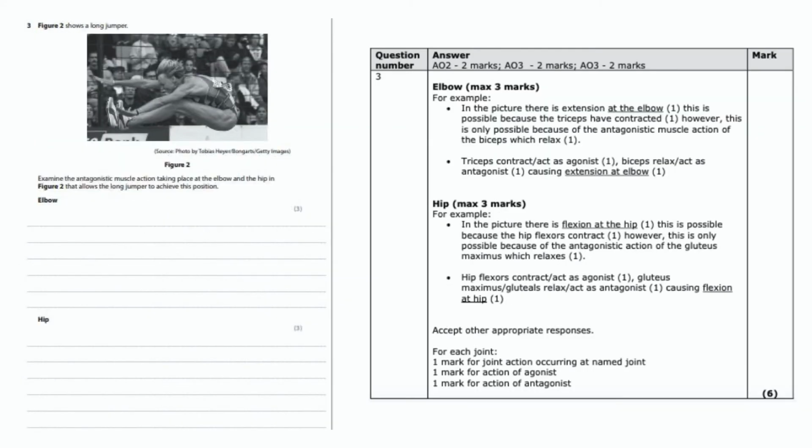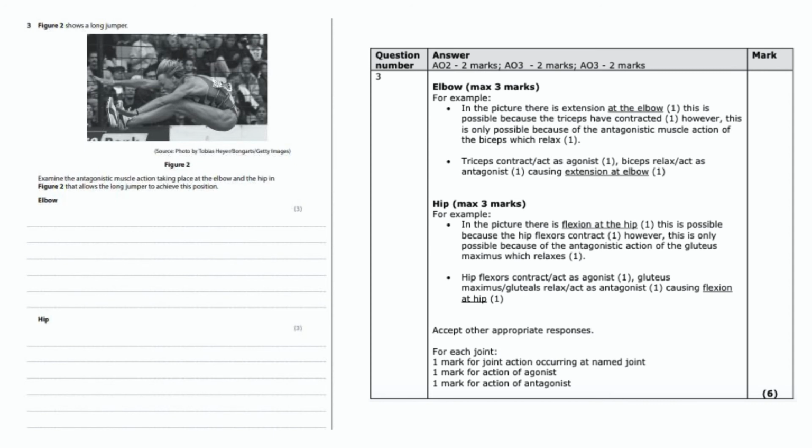The final question is about muscle actions in the sport of long jump. So the question is, examine the antagonistic muscle action taking place at the elbow and the hip in figure 2 that allows the long jumper to achieve this position. So again, this 6-mark question can be split into 2 banks of 3 marks, and it's done it for us there in the answer. So the first part is about the elbow, and we should be thinking, what can I tell the examiner about the muscle action of the elbow? So how are you going to get that knowledge across?